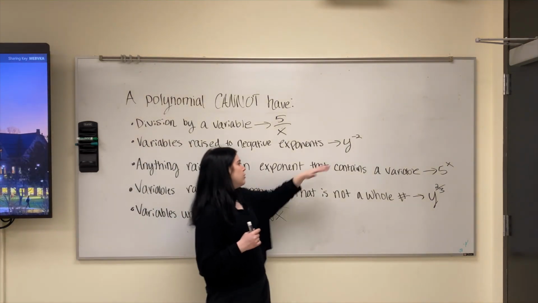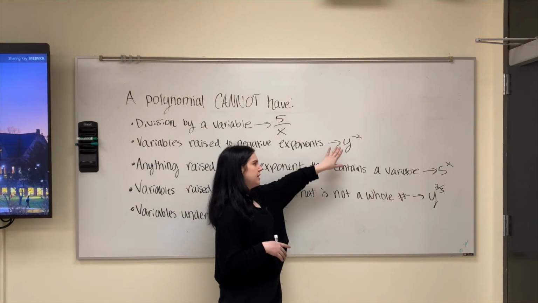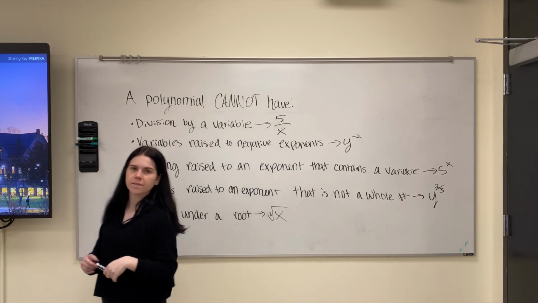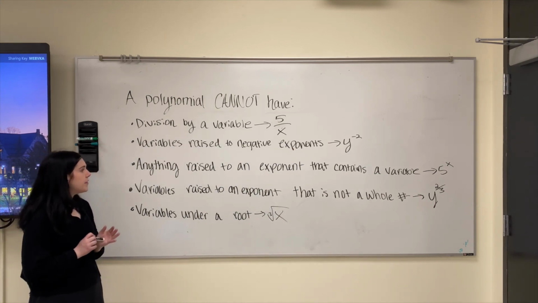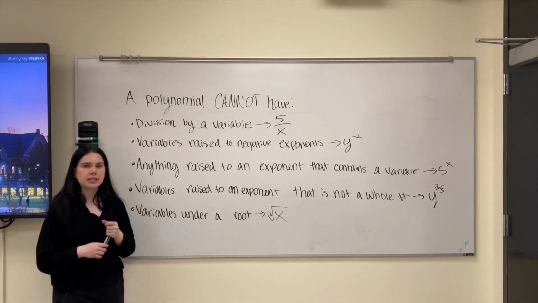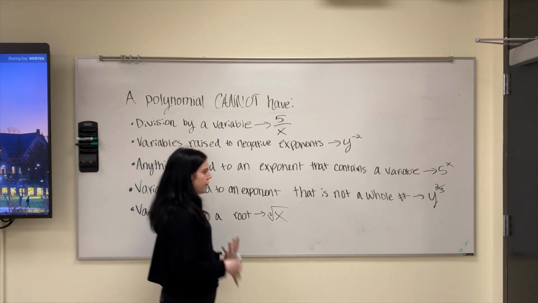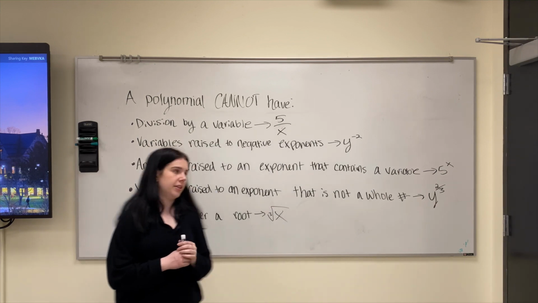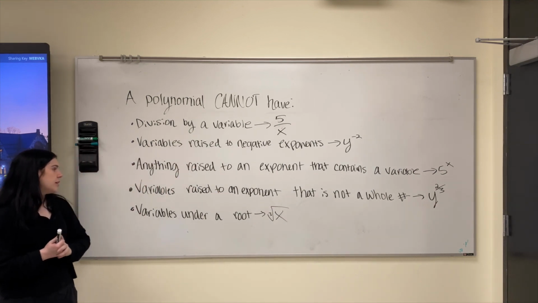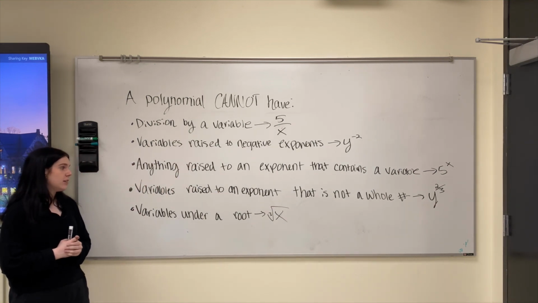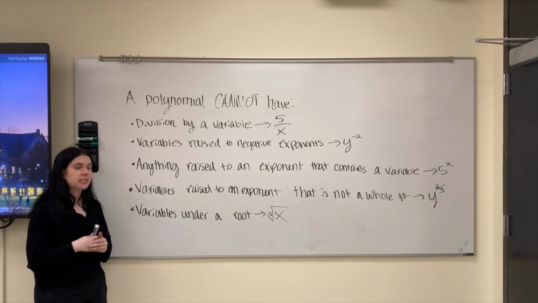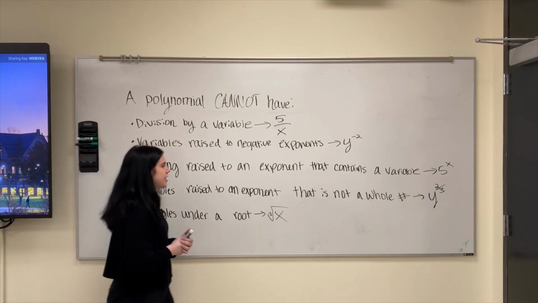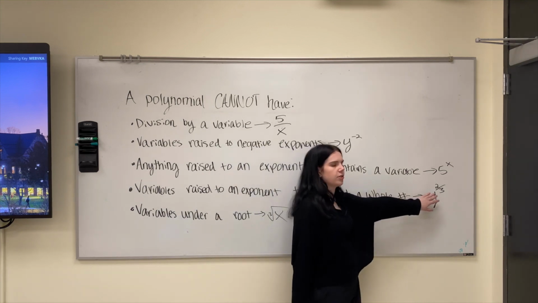So an example would be y to the power of negative 2. This cannot show up in a polynomial. The third thing that they cannot have is anything raised to an exponent that contains a variable. So for example, 5 to the power of x cannot show up in a polynomial either. Polynomials can also not contain variables raised to an exponent that is not a whole number. So for example, y to the power of 2/3.